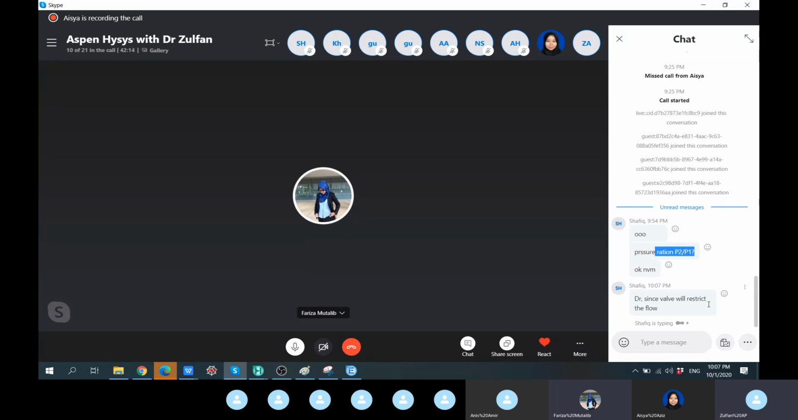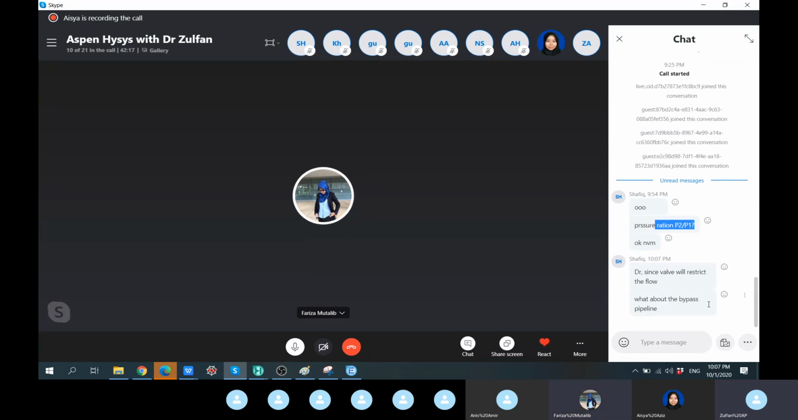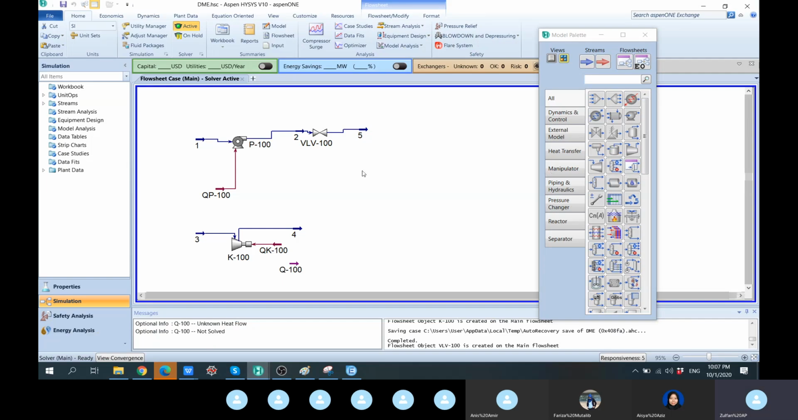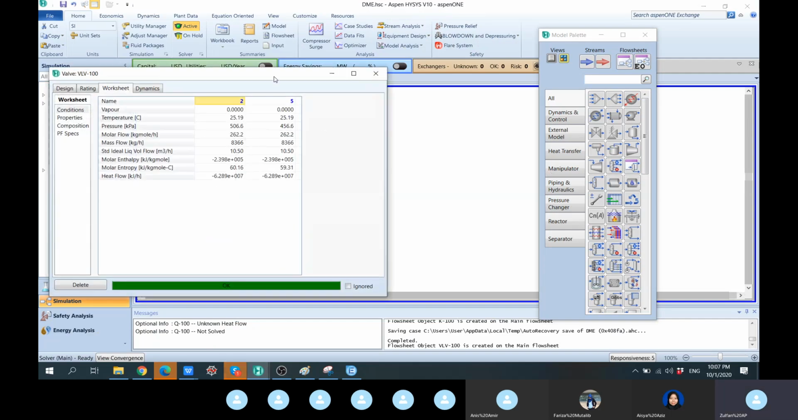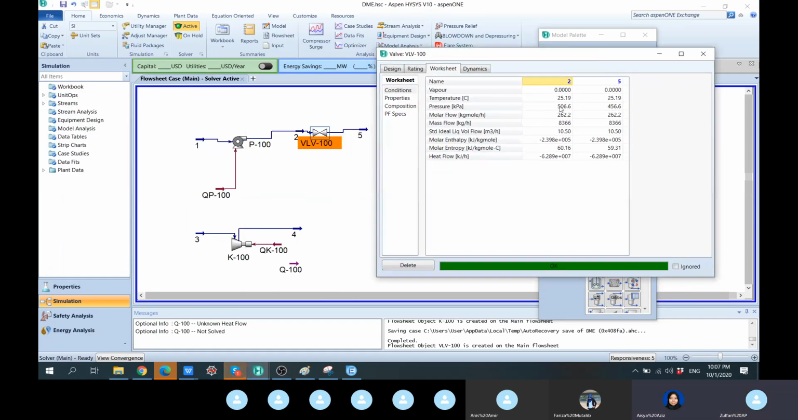In this current simulation, the valve does not restrict any flow. It just destroys the pressure. It destroys the energy. You can also see that here. We had 506 and now it has only 456 bar. So that amount of energy is destroyed in this valve.